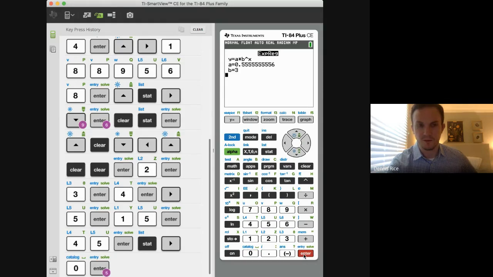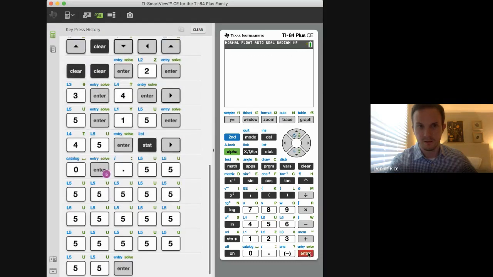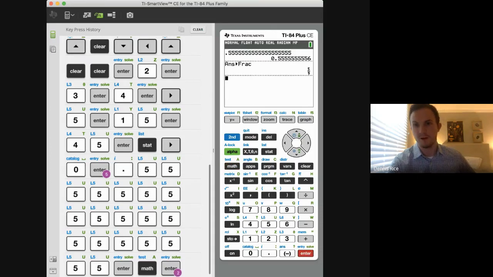That's it. It says 6 at the end, but it's just rounding. 0.555. Let's say I don't know what that is. I'm like, what is 0.555? I don't want to write that. Write down as many as you can. Not literally, but. And then hit math frac, and it will convert it for you. Like, oh yeah, it's 5/9.